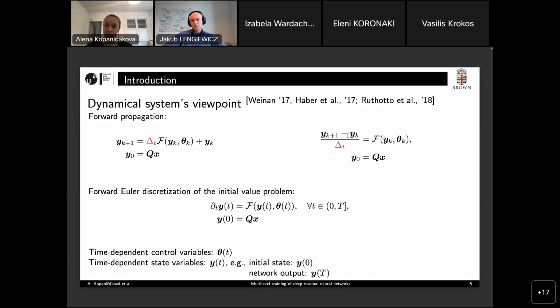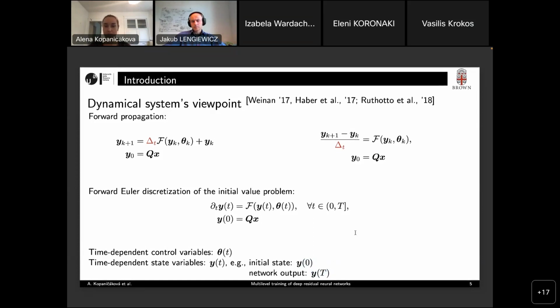Now, if you look into this formula, you notice that this term looks pretty much like a forward Euler discretization of the following initial value problem, where now we work with some time interval from 0 to capital T, and we also employ some time-dependent control variables and state variables. Of course, the initial state is defined at time 0, and the final state, or network output, as we will see later, is defined at final time, so capital T.